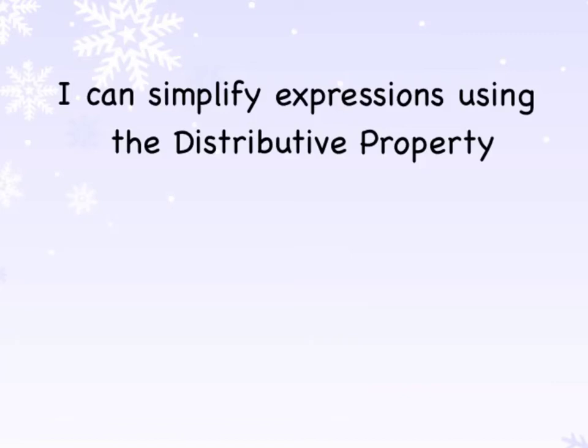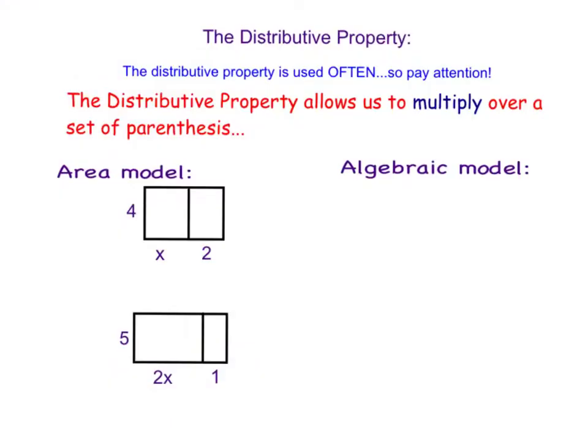Hi everyone. Today we are going to extend our knowledge of solving equations using the distributive property to simplify expressions first. Let's review the distributive property before we start using it to solve equations. The distributive property allows us to multiply over a set of parentheses. So if two terms are added or subtracted and are being multiplied by the same number, we can multiply first.